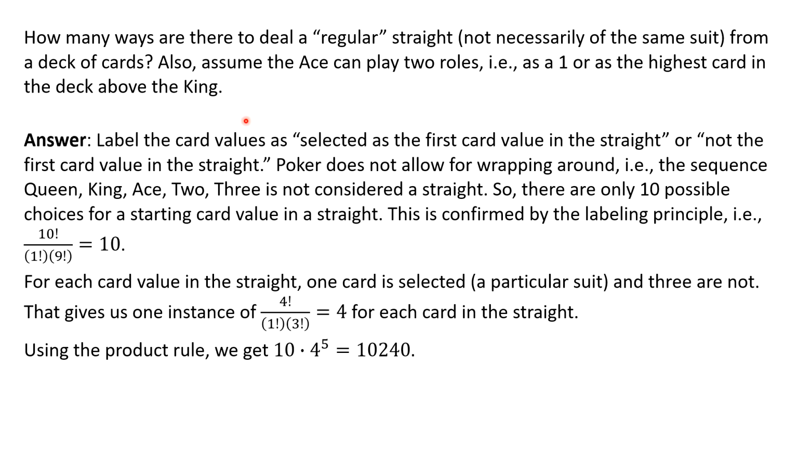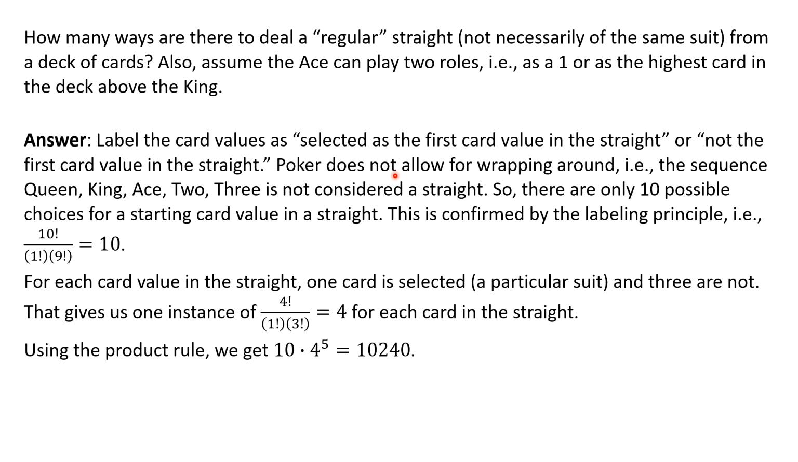Okay, so here's the solution, and I should probably mention one thing if you're not familiar with poker. The wraparound is not allowed, so you can't have queen, king, ace, 2, 3. That's not considered a straight in poker. So we first want to figure out what could be the first card. Given that we can't have this wraparound, there's only 10 selections. You have to have 4 cards above you, basically, for whatever card you pick. So there's only 10 possibilities.